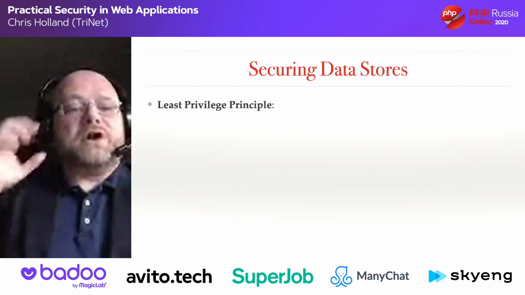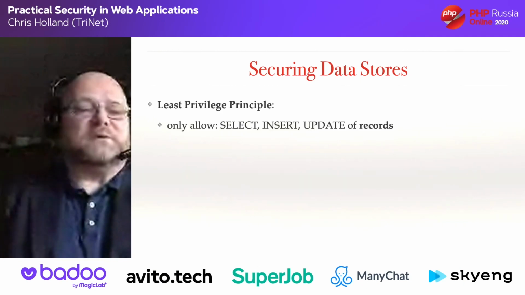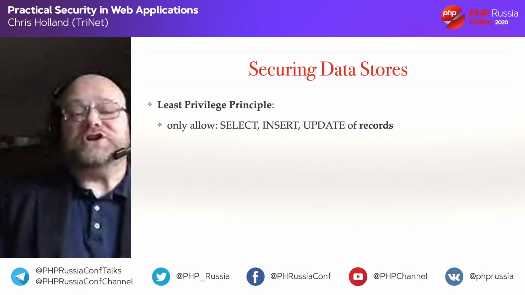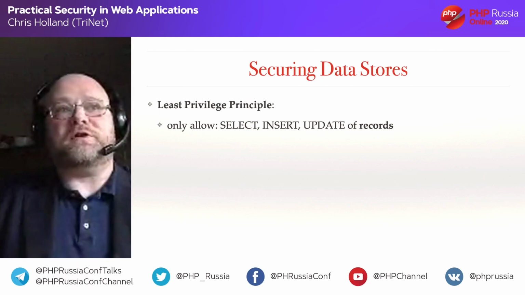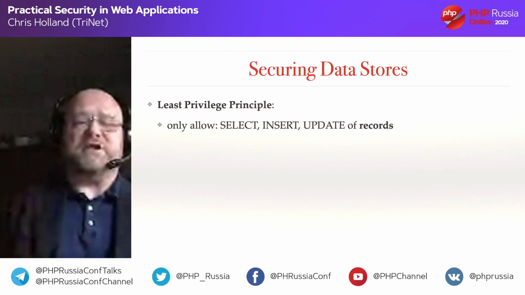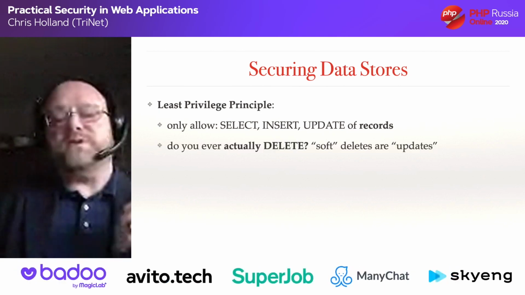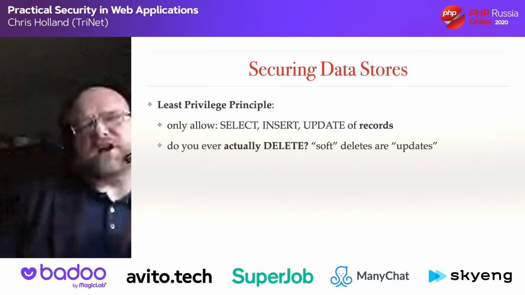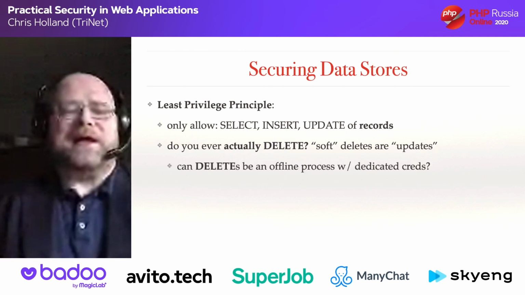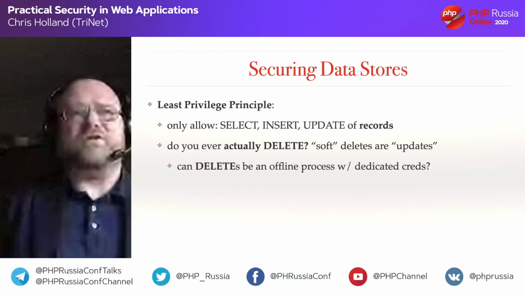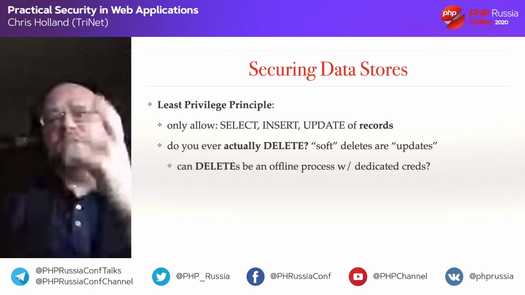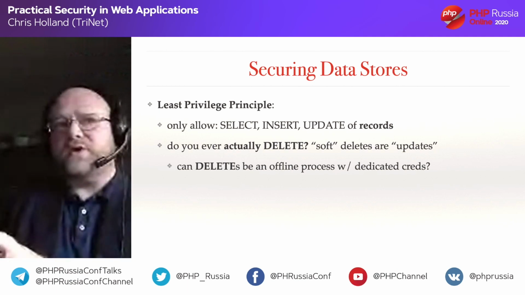So try also to keep in mind the least privilege principle. You might only allow select and update operations in your application. If you have a root user, you can do a lot more destructive things. So really, on a day-to-day basis, your application should only be doing select, insert, and updates. You might also be doing some deletes, but are you actually deleting records, or are you doing more soft deletes, kind of marking a flag on a record? And also, if you have to delete records, should these operations happen in an offline process that is separate from your web application, which could have its own dedicated credentials?